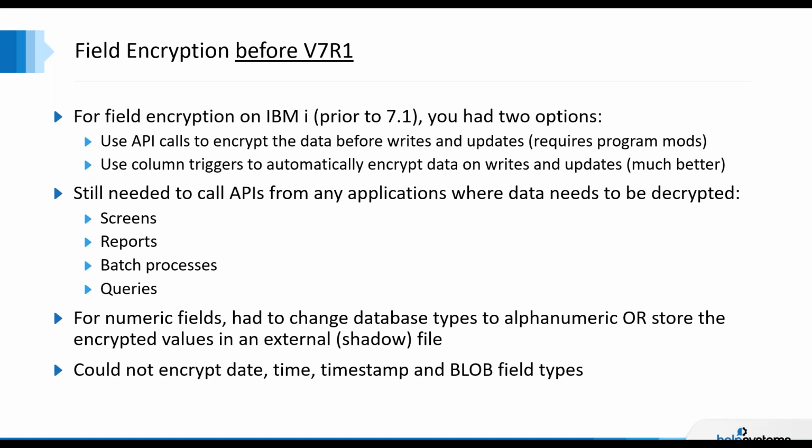Previously to 7.1, we had to modify the database in the ways I've explained, potentially changing the field type as well as the field length. We could potentially use an external file. Sometimes this was called a shadow file, where there was some kind of index placed into the original file, and then the encrypted data was stored in a new file that was generated purely for that purpose. And that is beneficial in many ways, but again, has influence on the application layer, because it has to now potentially read that shadow file.